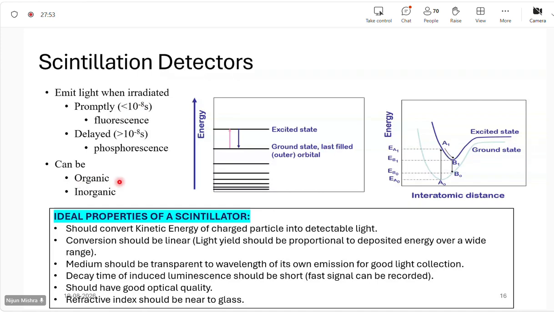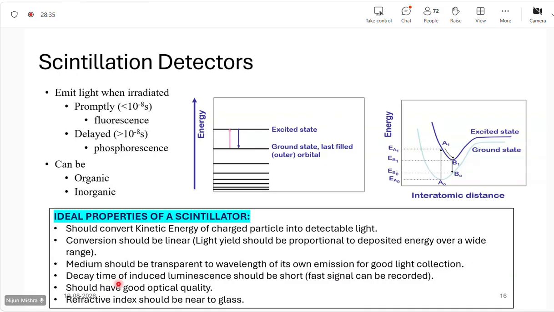So scintillation detectors are again of organic and inorganic type. The ideal properties of a scintillator are that it should convert kinetic energy of charged particles into detectable light. Conversion should be linear, meaning light yield should be proportional to the deposited energy over a wide range. The medium should be transparent to the wavelength of its own emission for good light collection. If the medium is opaque, then it can't transfer the light through itself, and in the output we would get an underestimate of the incoming radiation interactions.